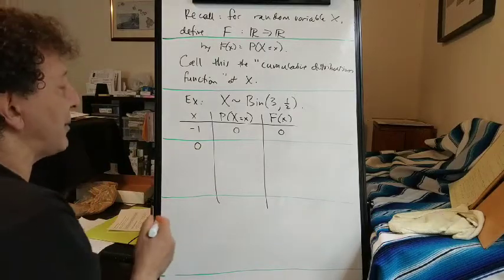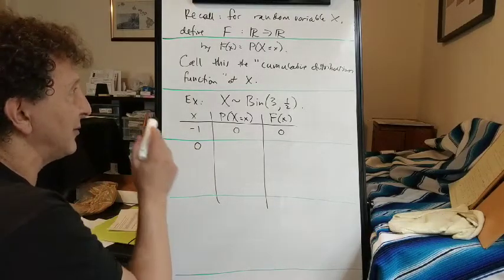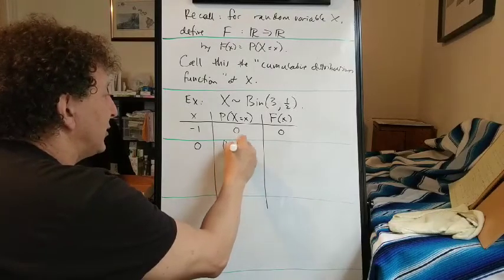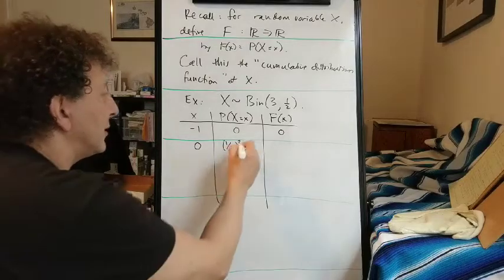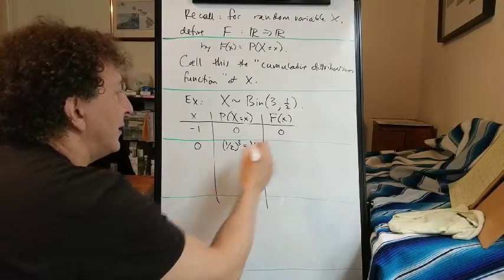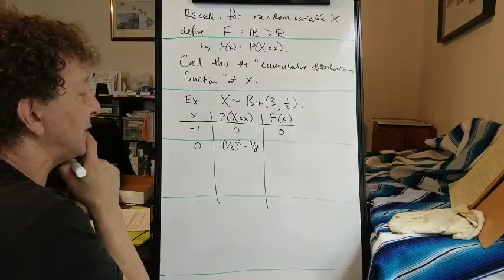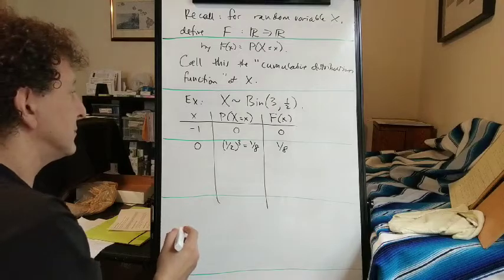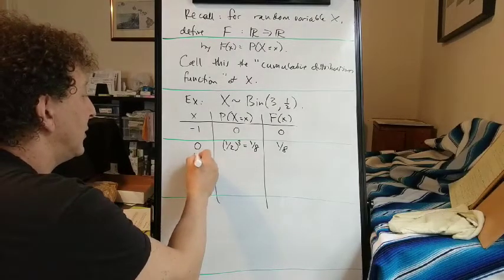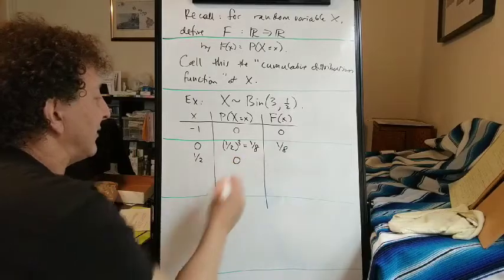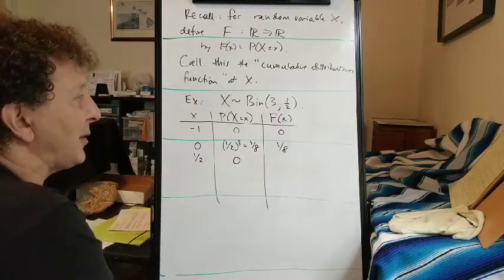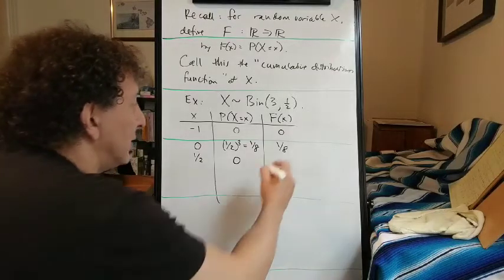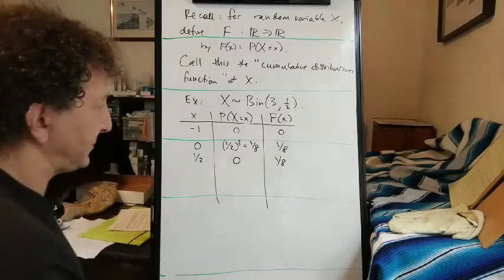Now if we look at 0, there is a positive probability that we have 3 failures. That'll happen if we have failure, failure, failure: 1/2 to the 3rd, 1/8. So the probability that X is less than or equal to 0 is 1/8. We could put in 1/2. We can't have exactly half a success, but the probability that X is less than or equal to 1/2 is, well, it could be 0, so that's still 1/8.